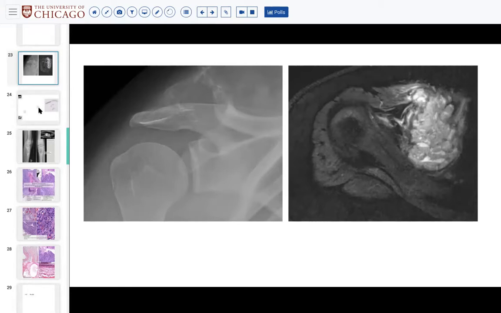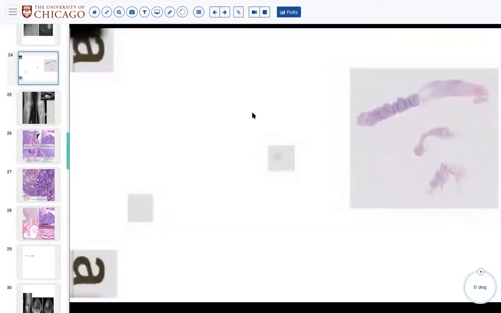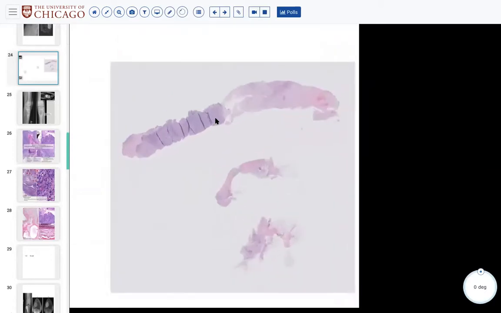That's the thing with bone, right? It's never entirely classic. If it is, they wouldn't biopsy it. No, I'm just kidding.